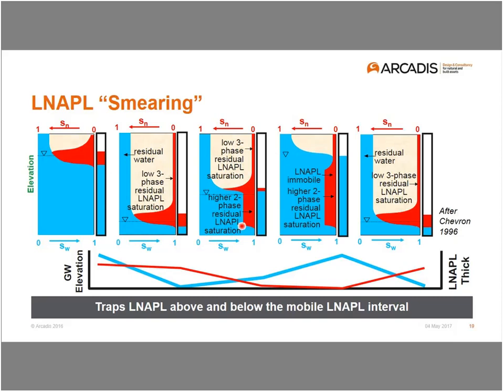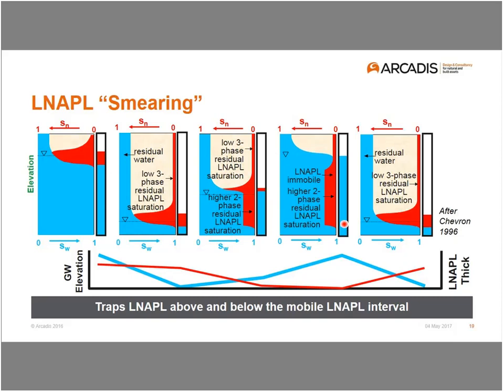So the water table comes back up a little bit. And when the water table comes back up, it leaves a higher 2-phase residual saturation in the saturated zone. So now we're losing quite a significant mass from this mobile NAPL interval. And when this is an unconfined homogeneous situation, we can see that by declining NAPL thicknesses in the well.